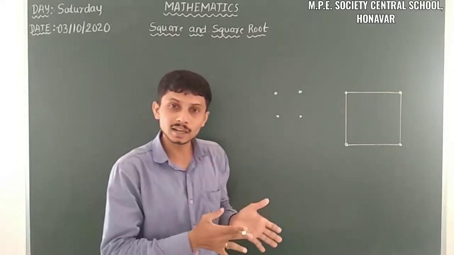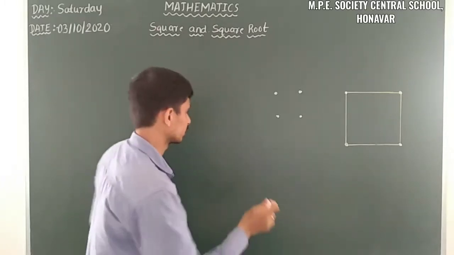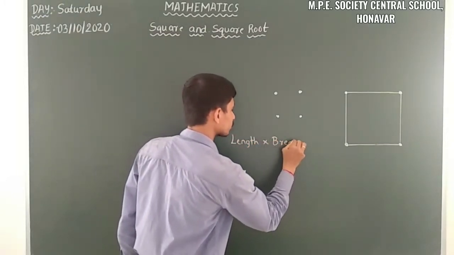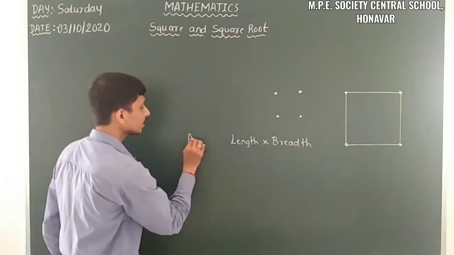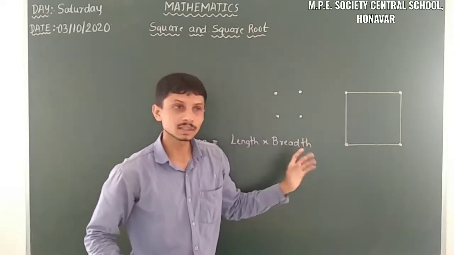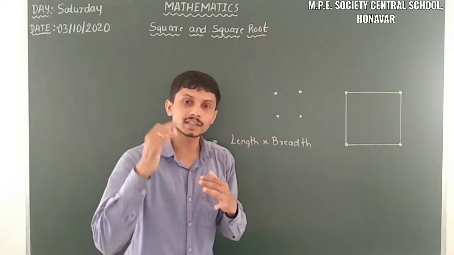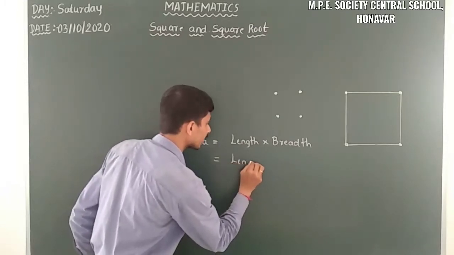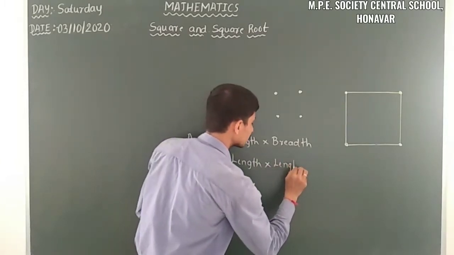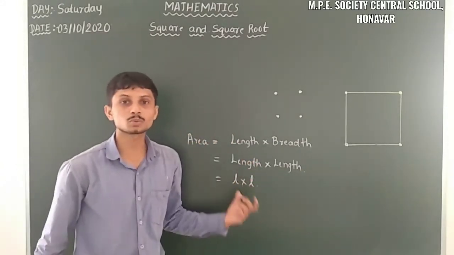So when we calculate the area of a square or area of a rectangle, we have one formula, that is length into breadth. Area is equal to length into breadth. But here both the lengths are the same. This length and this length are one and the same. So we can write length and breadth are the same. I will take it as length into length, so I will take it as L into L. So this is the form of a square.